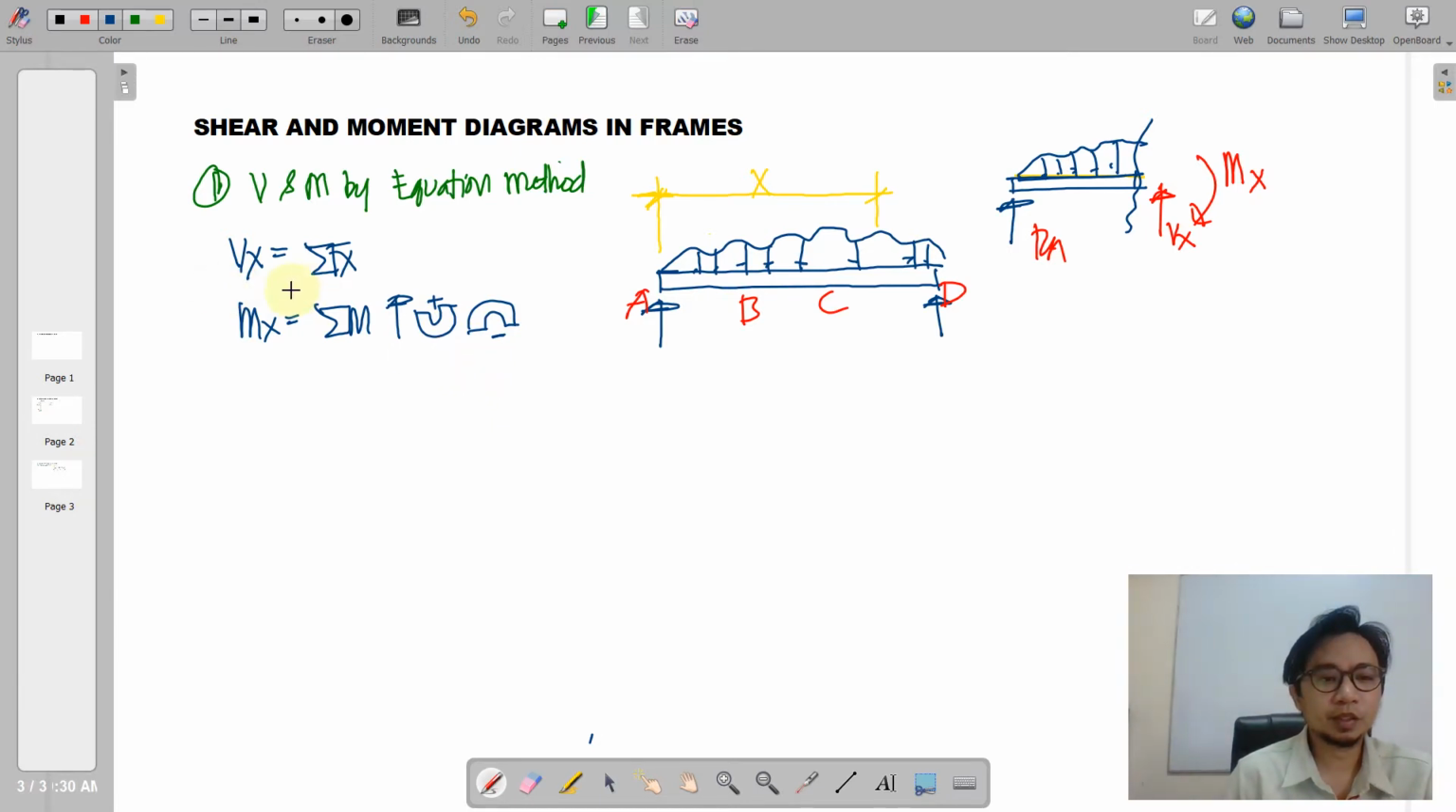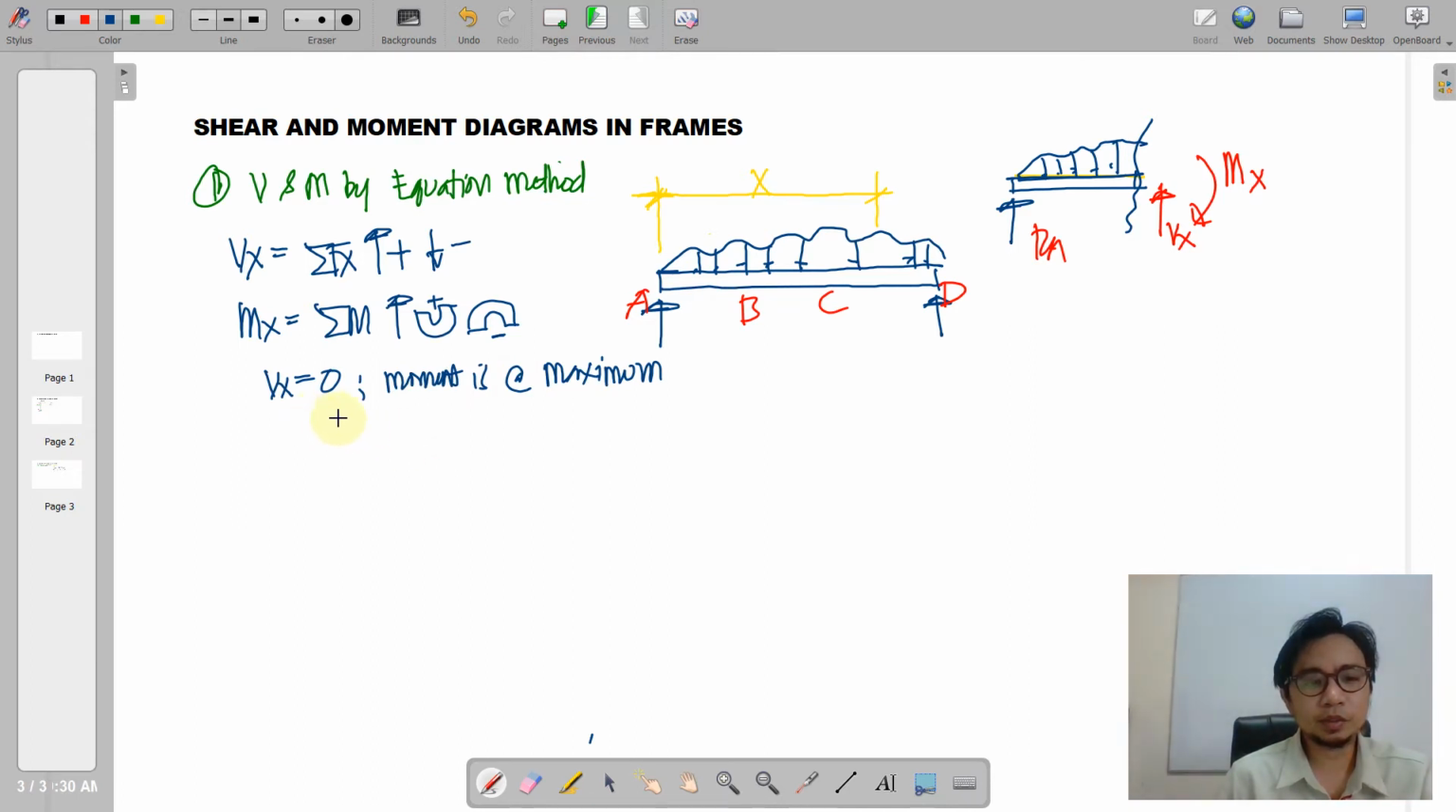So for shear at x, of course, we know that we have positive upwards and negative downwards. So as simple as that. So that is for the shear and moment by equation method. Okay, so important point: at shear equal to 0, moment is at maximum.